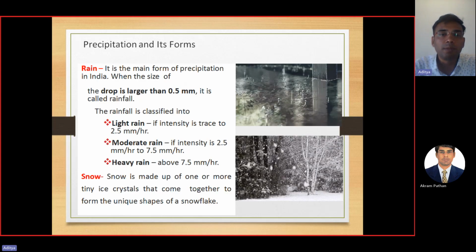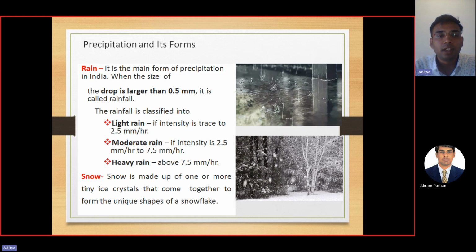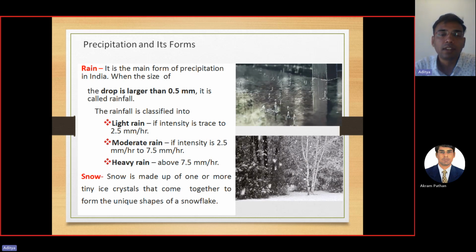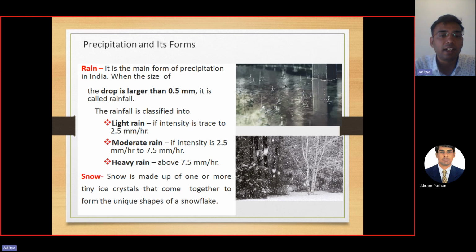Then we'll come to precipitation and its forms. Many times students get confused between rain and precipitation. Rain is a form of precipitation, and it is the main form of precipitation in India. When the droplet size is larger than 0.5 mm, it is called rainfall. Further, you can classify rainfall as light rain, moderate rain, and heavy rain, depending on its intensity.